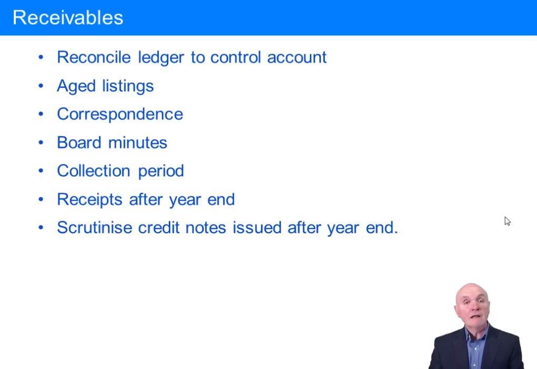And then just after year end, what you do is you issue a credit note to that customer, debiting sales and basically reversing out the debt from the customer's account. And if there are major credit notes issued within about the first month, you want to make sure that these are not being issued to cover up false invoices that were issued just before year end.